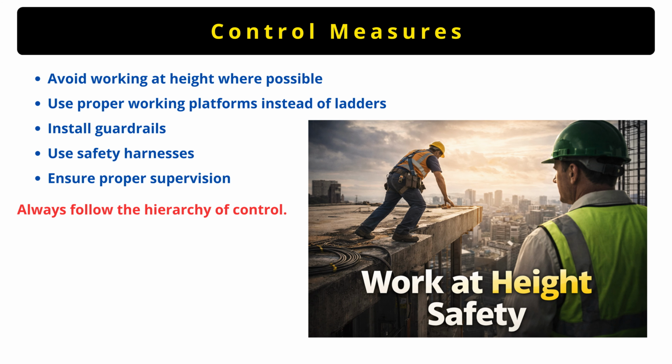For example, avoiding working at height itself. Then comes substitution, engineering controls, administrative controls, and finally PPE. So always follow this hierarchy while selecting control measures.